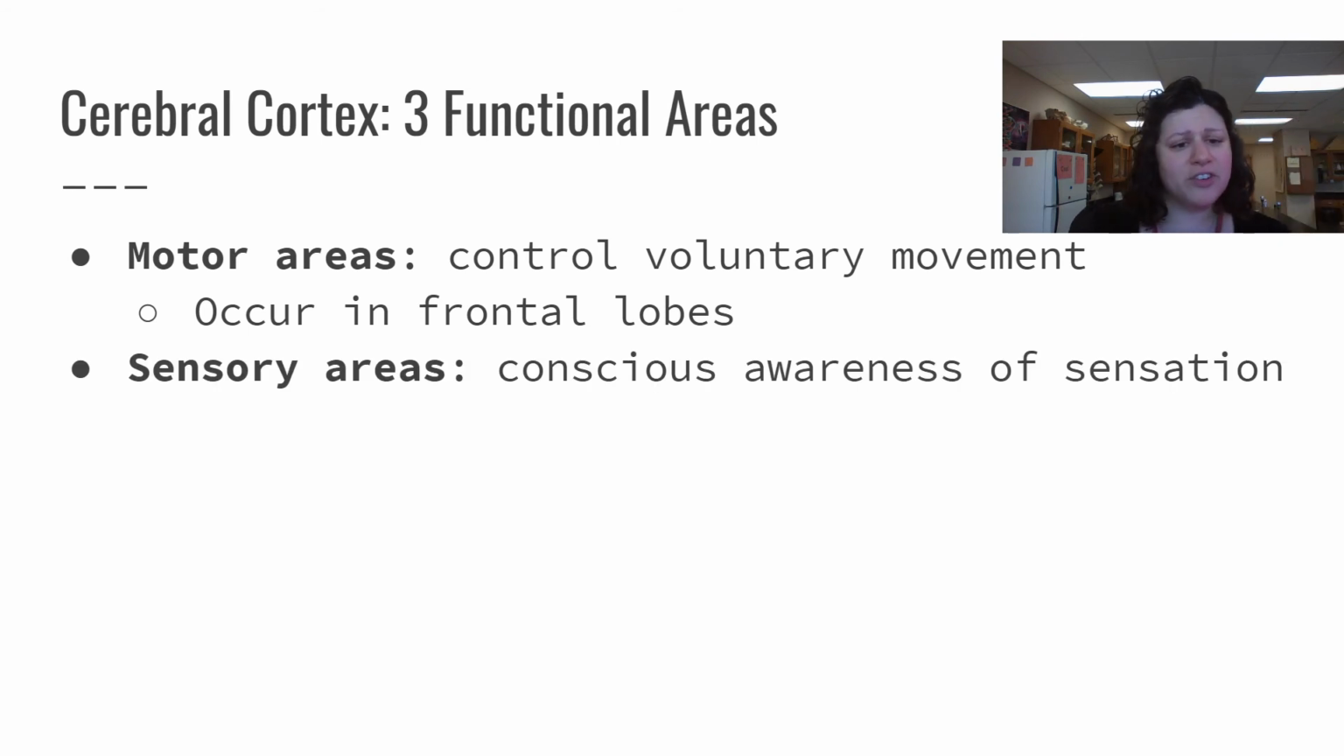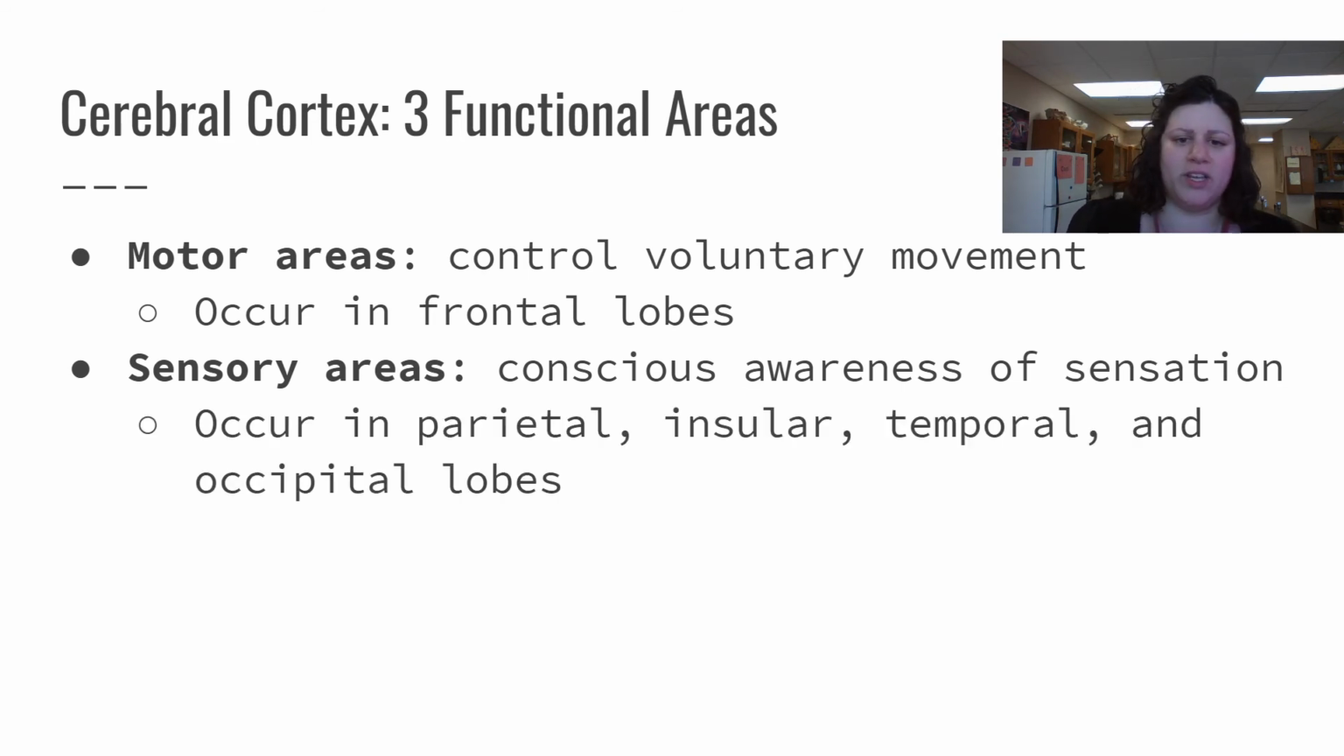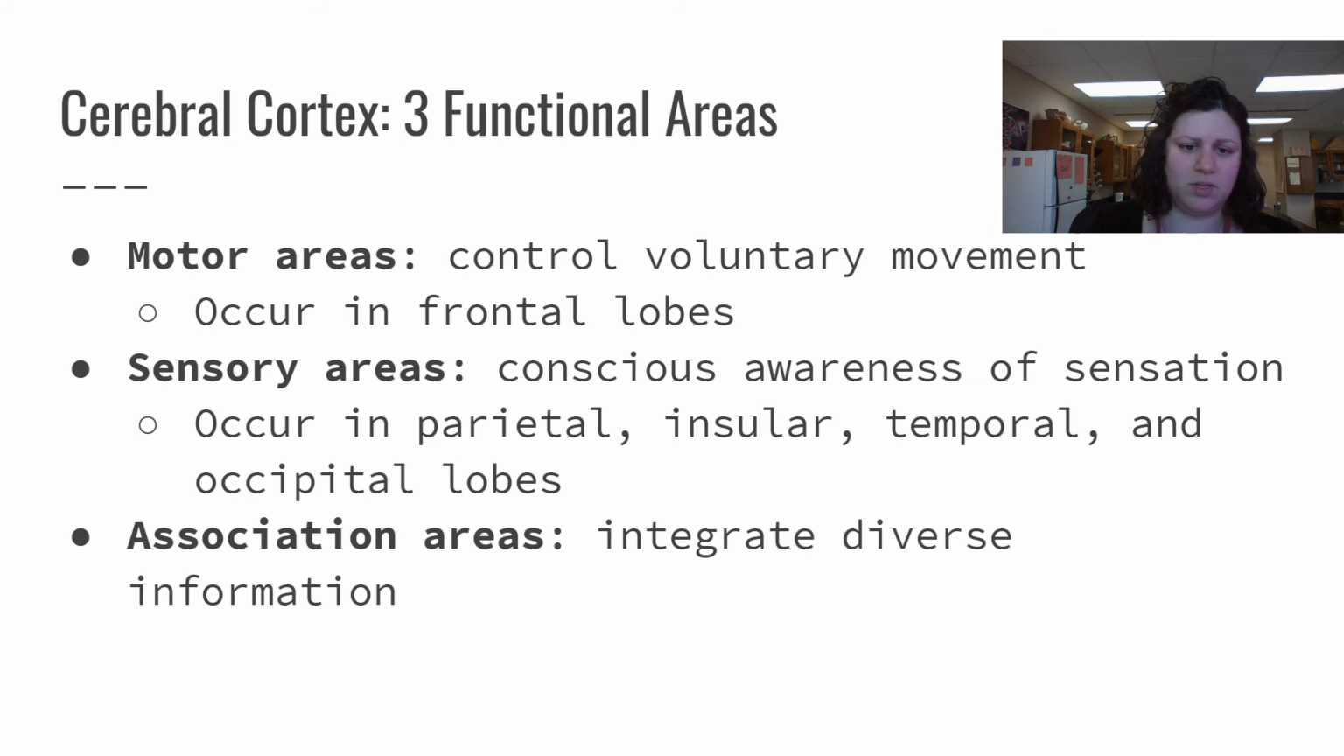We have sensory areas that make us aware of how we're feeling, like pressure, touch, heat, things like that. This one is spread out through all of the lobes except for the frontal lobe. And then we have the association areas that basically help the motor and the sensory areas to communicate and respond to each other. And that one is found in all lobes.